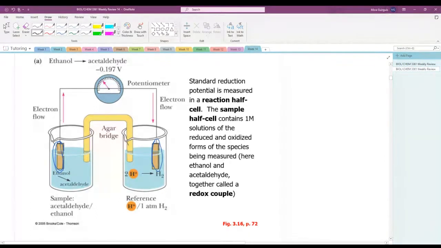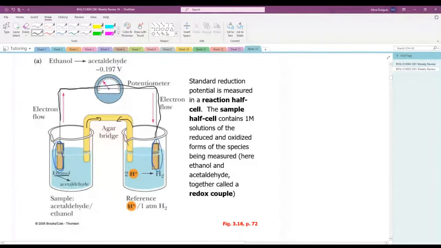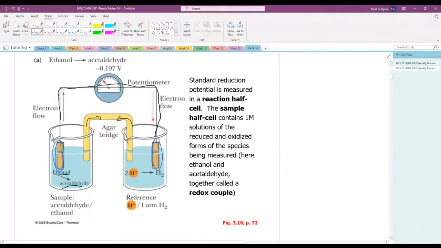Connected to them is some kind of connection, just a metal or anything that electrons can flow through. And a salt bridge. The salt bridge allows ions to flow through it, either this way or this way. The potentiometer isn't super necessary, but it does help, and I'll explain that in a bit. Then inside the solutions are the things that you may want to reduce or oxidize.